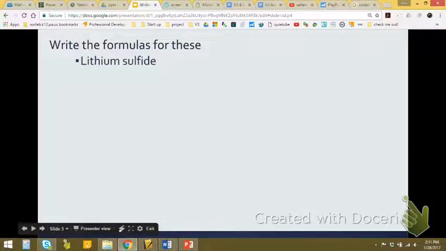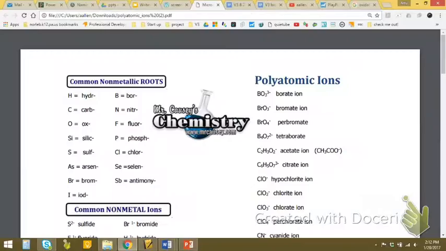So let's look at some formulas for a whole variety of different compounds. These are all ionic compounds. So if we start with lithium sulfide, we need to write the formula for lithium sulfide by first looking up the oxidation number for lithium and sulfur. I know that both of these are coming straight off the periodic table. Lithium is not a transition metal, and sulfur ends in IDE, so it's not a polyatomic ion, which means I can go to this chart for both of them.